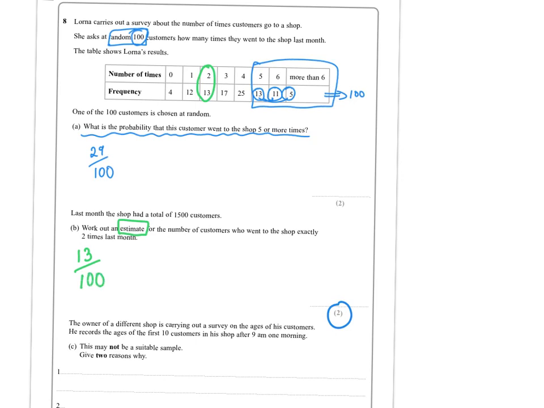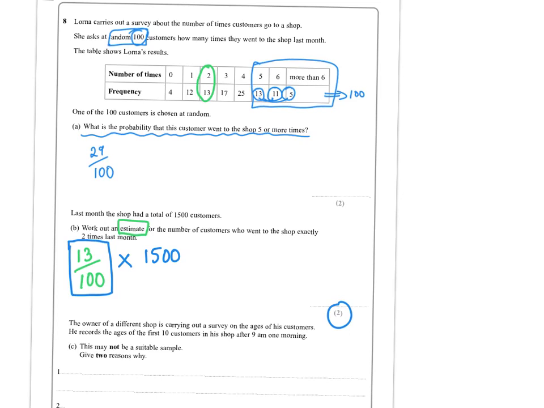But you want to do it for 1,500 customers. So what do you think you'd have to do with this fraction, 13 hundredths? Well, this would basically be your multiplier. So you would say, based on the model of 100 customers, 13 out of the 100 went there exactly 2 times. So you would just multiply that by 1,500, and that would be the relative answer for 1,500 customers.